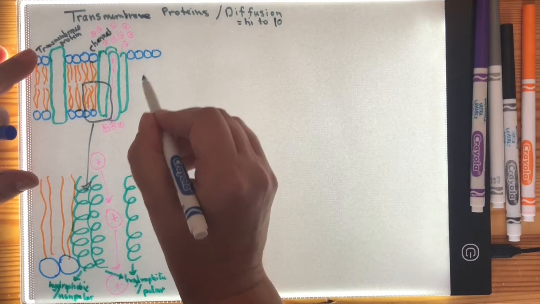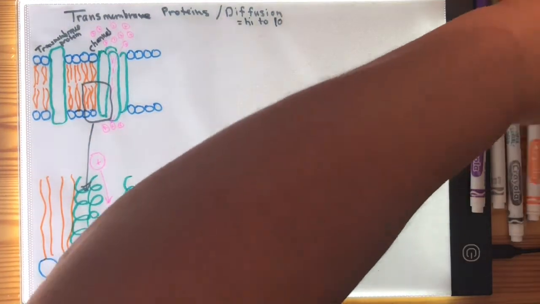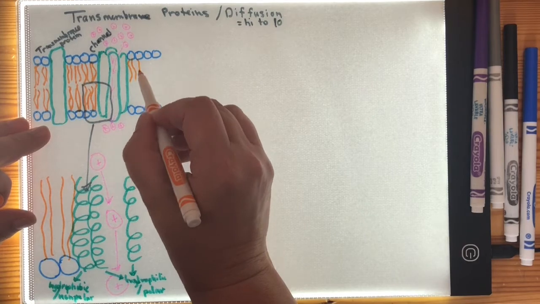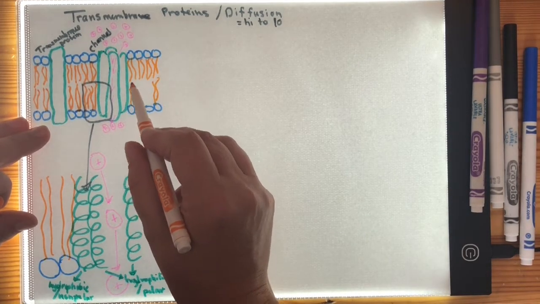Again, if it's next to a charged structure, it must be hydrophilic, it must be polar, or the sodium ions would never be able to pass through that region. And again, the structures lying against the fatty acid tails must be hydrophobic or nonpolar.